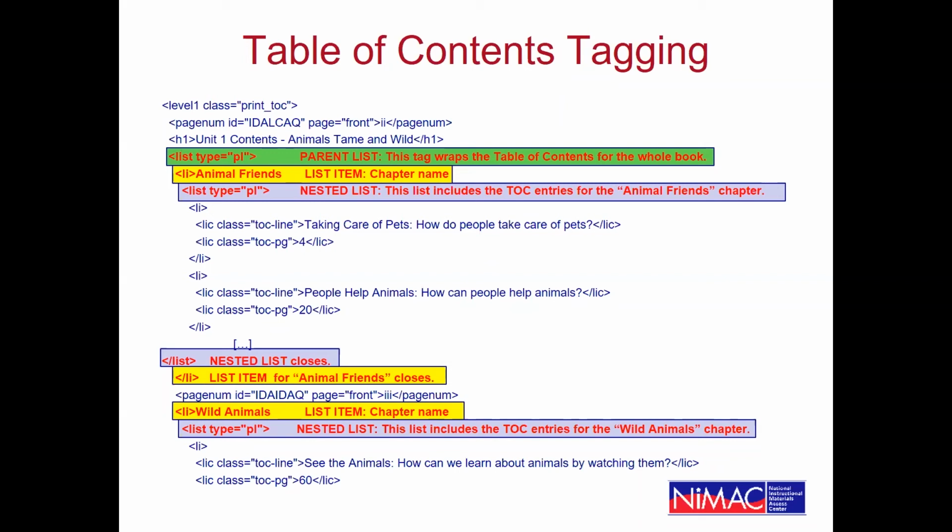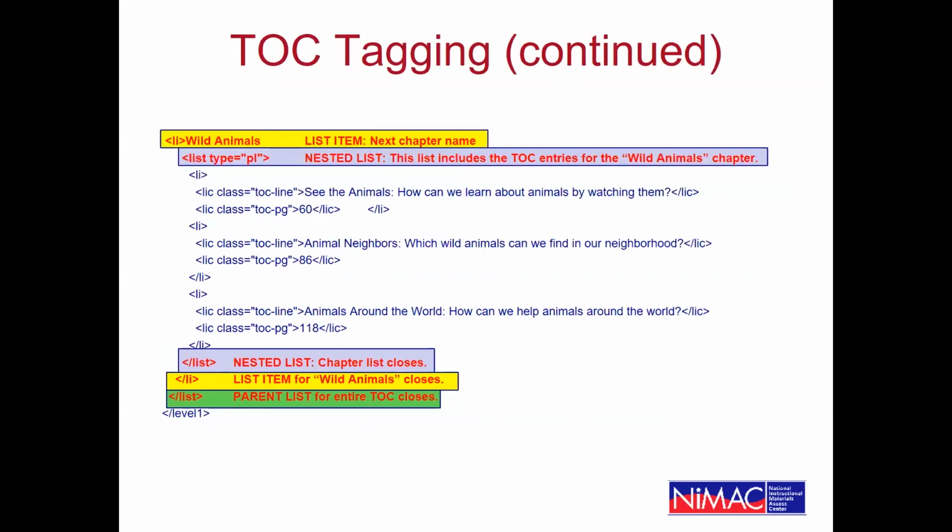And within that, we see our first list item is Animal Friends. That's that first chapter name. Underneath that, that's where we're going to see that nested list. And beneath that, all of our entries for the table of contents. At the end of that chapter, at the end of those entries, we're going to see that nested list close, and we're going to see that first list item close, and then a new list item for the next chapter, and a second nested list for those table of contents entries. We're going to close that nested list when those are finished, close the list item for that chapter, and then we close the parent list for the whole table of contents.